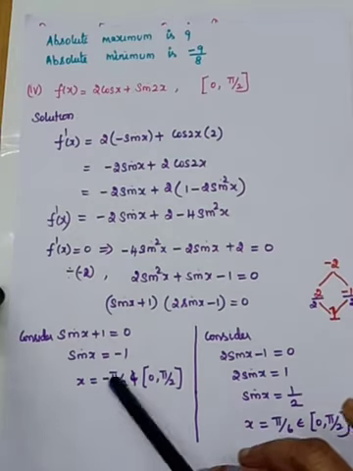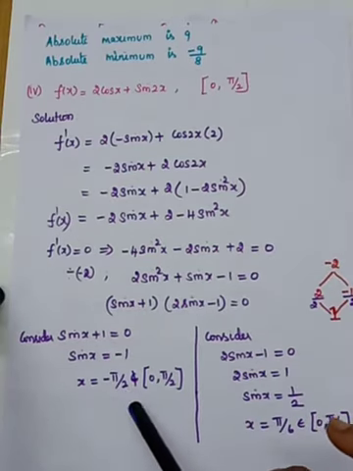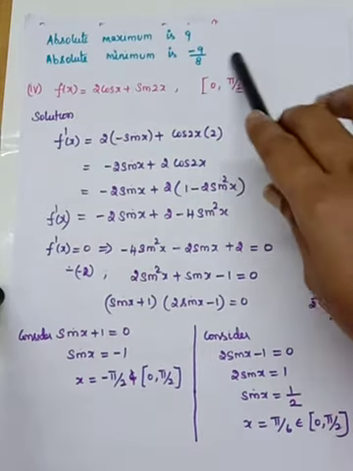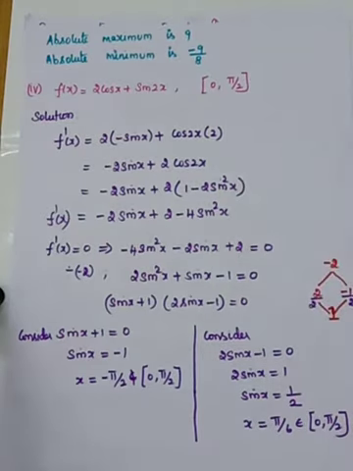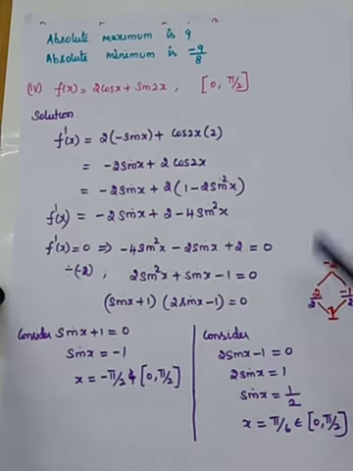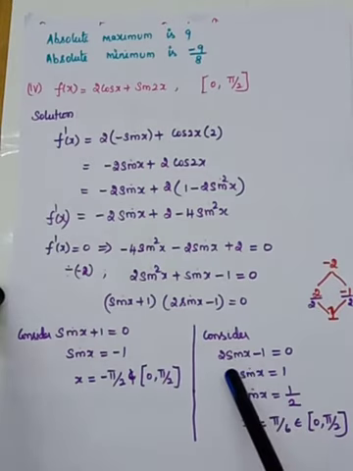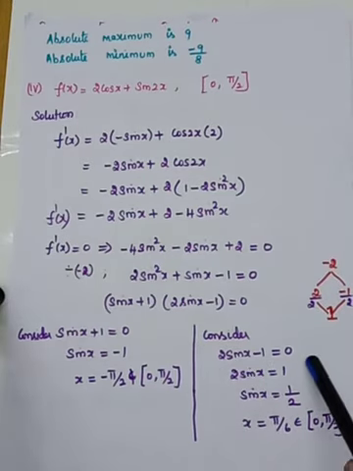So, x is equal to minus pi by 2. It does not belong to the closed interval 0, pi by 2. 0, pi by 2 lies in the first quadrant, so all should be positive. So, it is not possible for this interval. Okay, so next term you consider 2 sin x minus 1 is equal to 0.